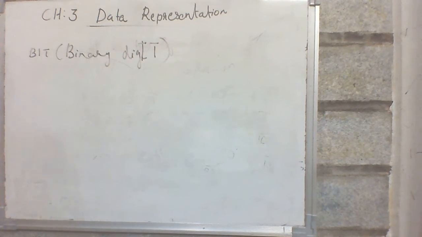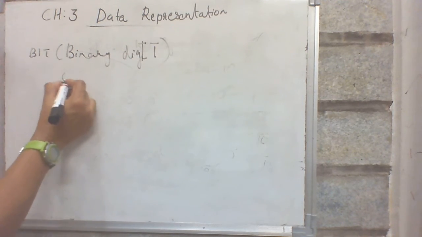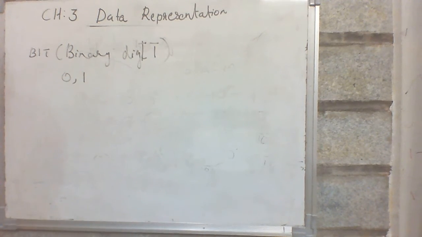What are the binary digits? 0 and 1. In the binary number system, we are using only two numbers, 0 and 1. Then total how many numbers? 2. So the base, or radix, of the binary number system is 2. That is, we are using only two numbers.